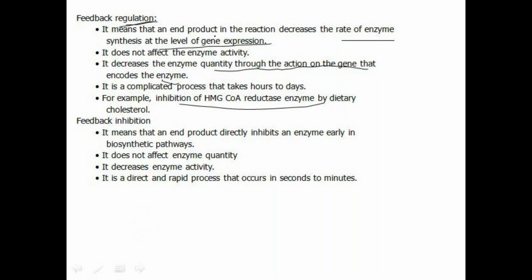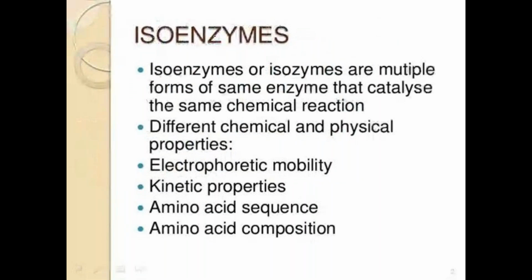Understood? And the next process is isoenzymes. And what is iso? Iso means similar ones. Here the enzyme occurs in multiple forms, catalyzing the same chemical reaction but showing different properties, and these are called isoenzymes. Isoenzymes are multiple forms of the same enzyme, catalyzing the same reaction, but their properties are different.